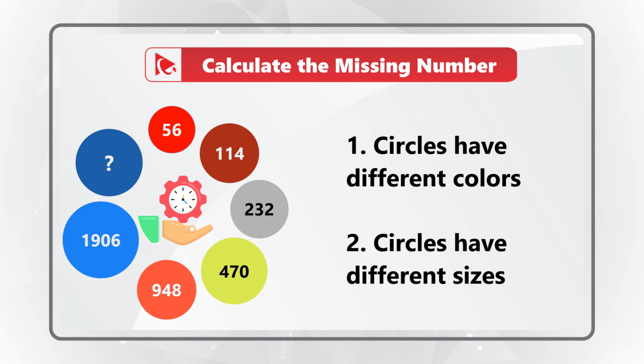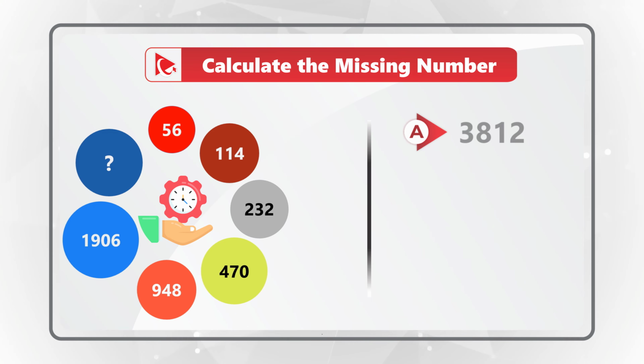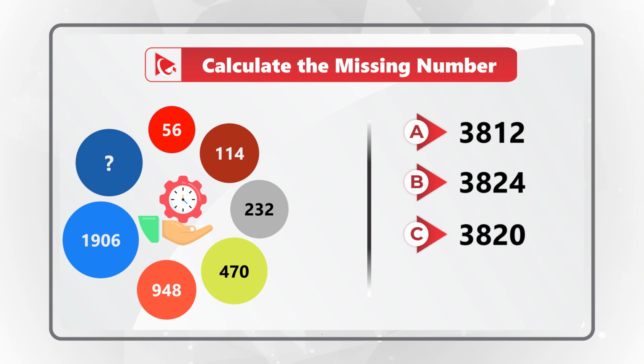But regardless, you need to select one of the following 4 choices. Choice A, 3812. Choice B, 3824. Choice C, 3820. And then choice D, 3800. As I mentioned, this is a tricky problem, but regardless, I'm moving forward to reveal the final solution to you.